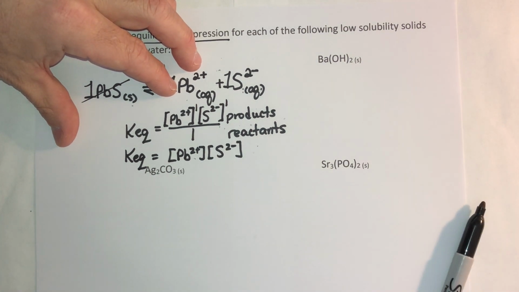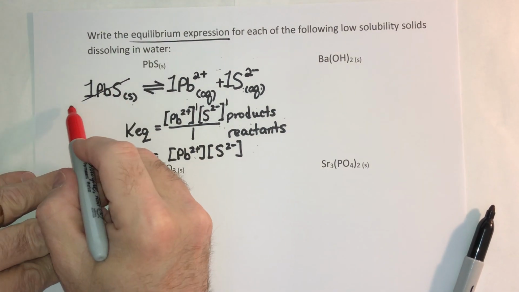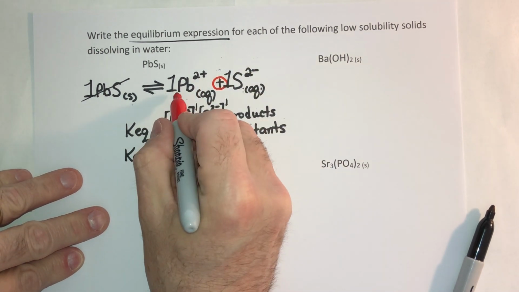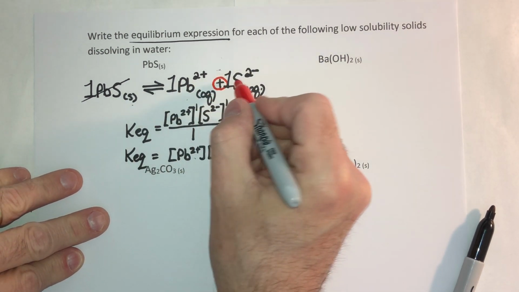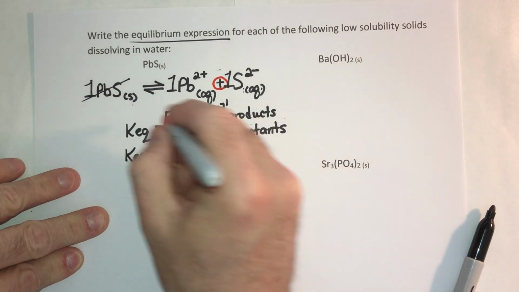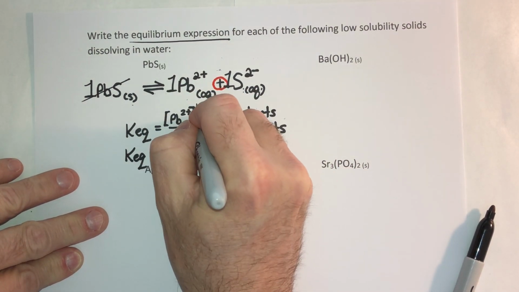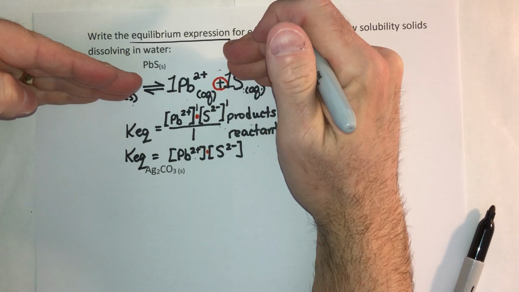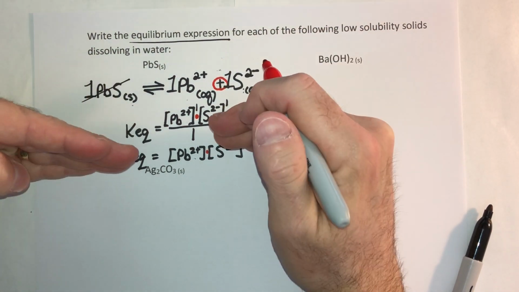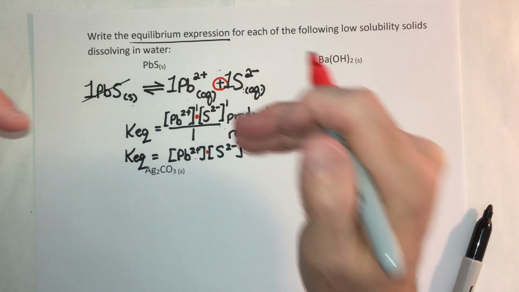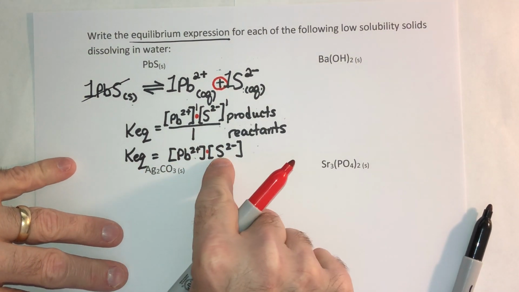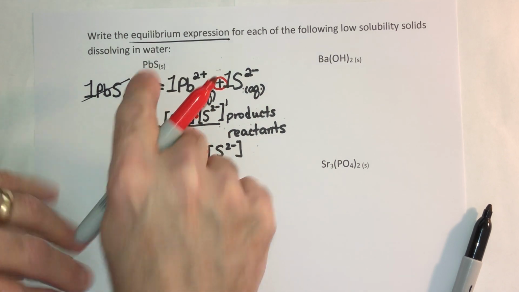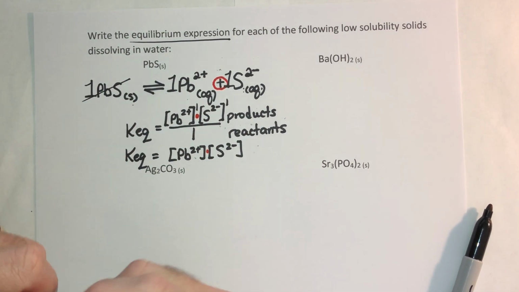Now, the last thing that I should probably point out here is in the original equation, the 2 products were added, right? I have lead 2+ plus sulfur 2-. But in my equilibrium expression, they are multiplied. So you're added in the equilibrium, but you're multiplied in the expression. And what we now have is our equilibrium expression for taking some lead sulfide, throwing it in water, and attempting to dissolve it.